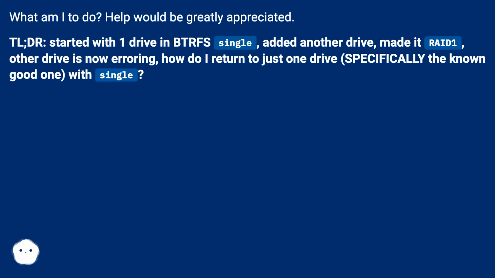TLDR, started with one drive in Btrfs single, added another drive, made it RAID 1, other drive is now erroring. How do I return to just one drive, specifically the known good one, with single?